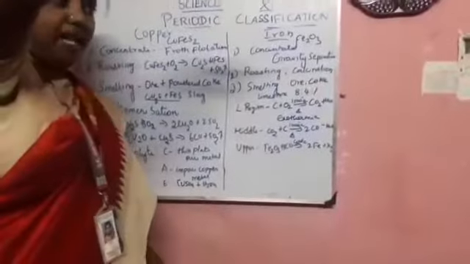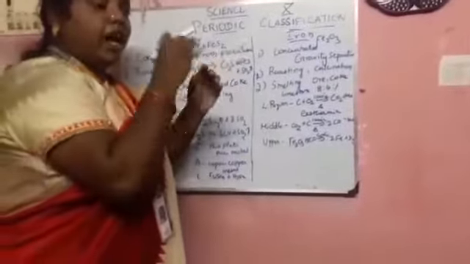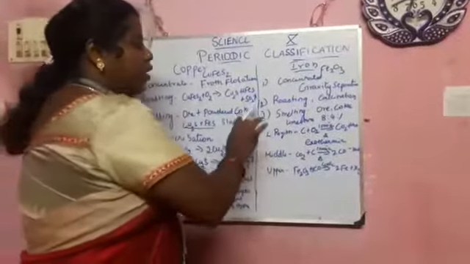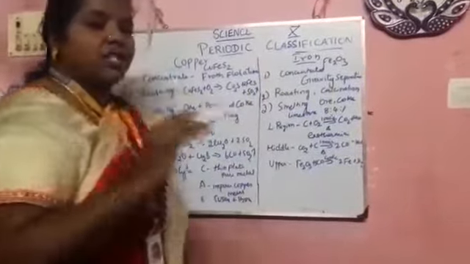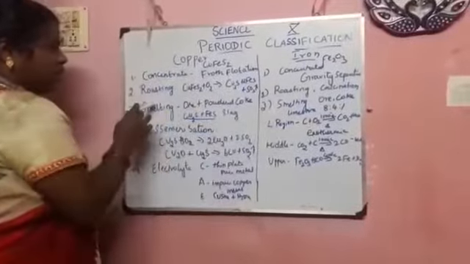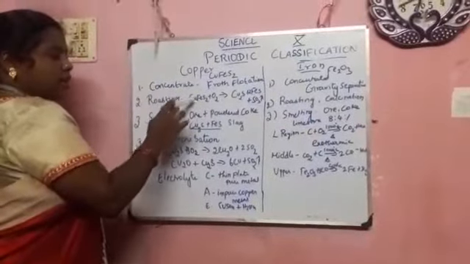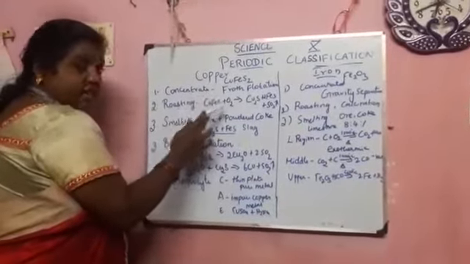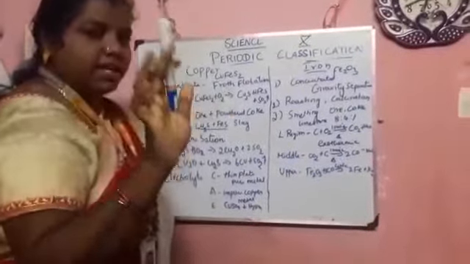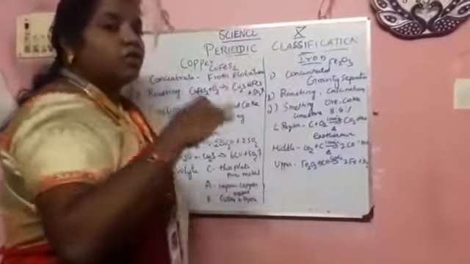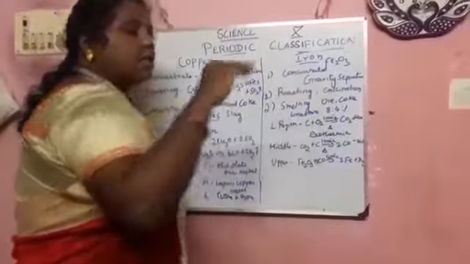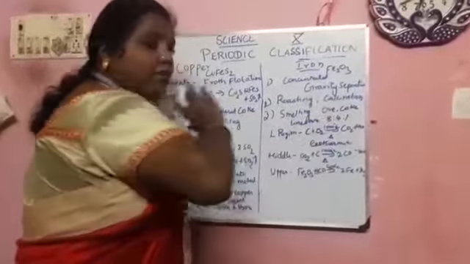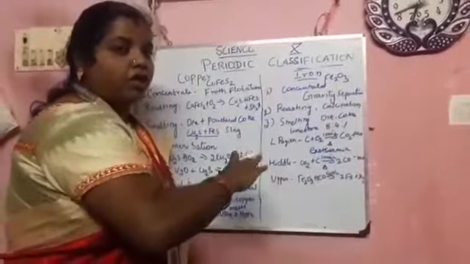If you place it in tap water, something unwanted will be removed. The same is done in the first step. The second one is roasting and calcination. Roasting, as you saw in copper, means the ore is heated in the presence of oxygen. Calcination means heating in the absence or limited supply of oxygen. Both are done in the same way, heating in the presence of oxygen or a limited supply.